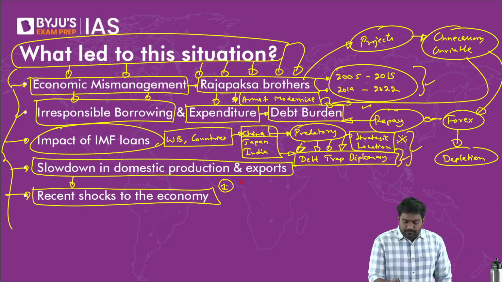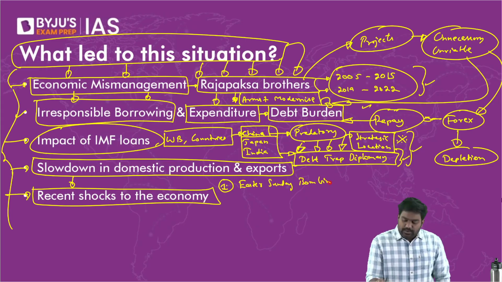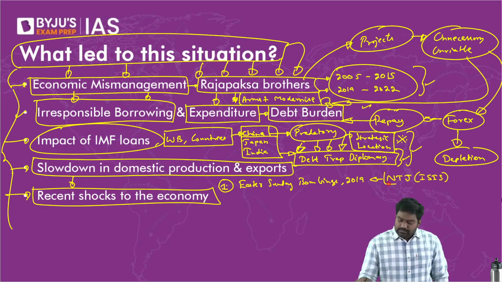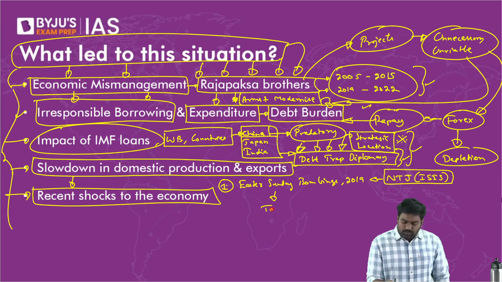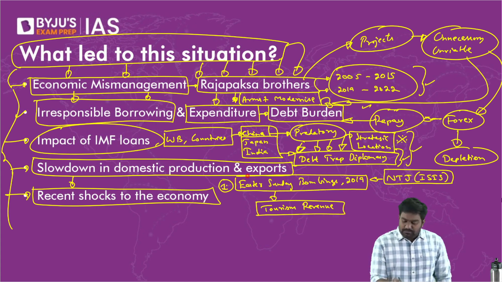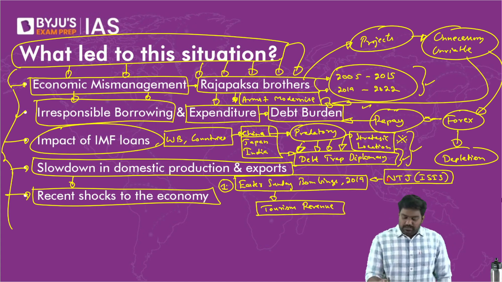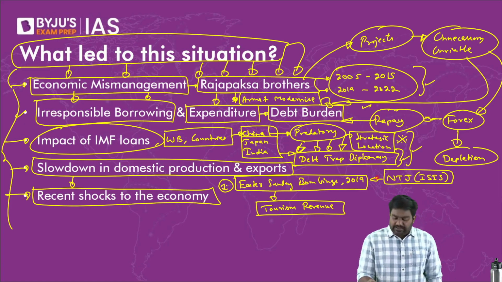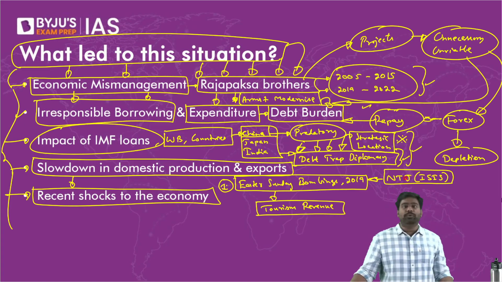To begin with, the Easter Sunday bombings in 2019, which was a terrorist attack carried out by National Tawhid Jamaat, which is affiliated with Islamic State. This terror attack had a huge impact on Sri Lanka's tourism, which is a major source of revenue. Sri Lanka's tourist revenue took a massive hit because of this terror attack carried out by an ISIS affiliated group called NTJ, the National Tawhid Jamaat.